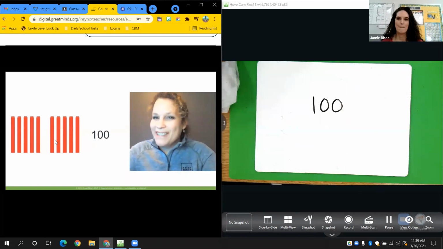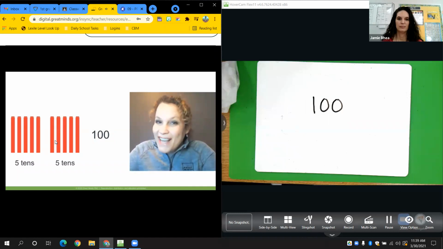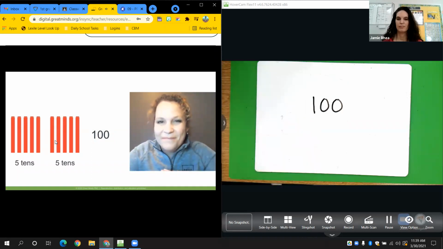I'm sure you noticed they were set up in 5 groups. And remember how organizing in 5 groups makes it really easy for us to see the number of units quickly? Well, in this case, we have a unit of 10. And you could quickly see that there were 10 tens because 5 tens plus 5 tens is 10 tens. And we know that 10 tens is 100.